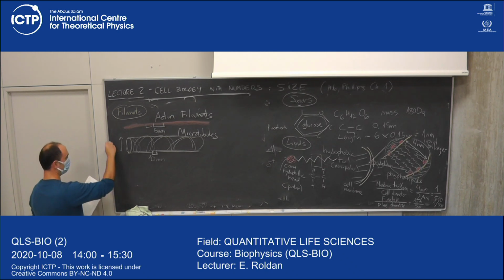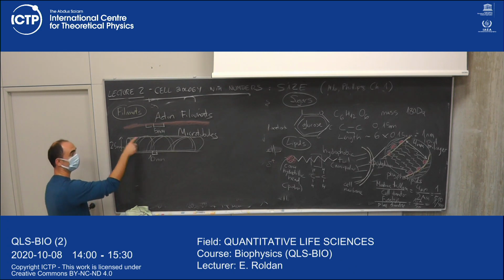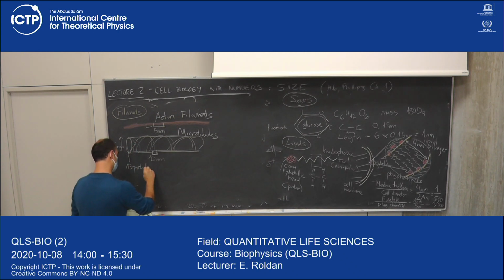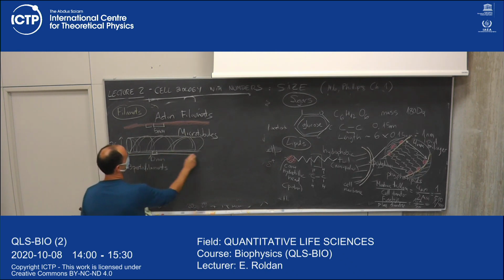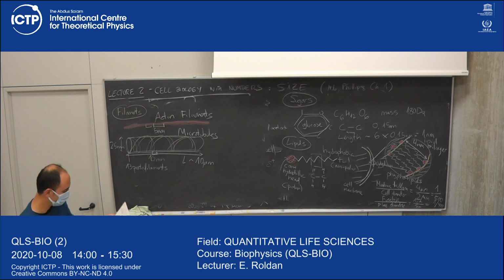And the diameter is around 25 nanometers, and they are made of 13 protofilaments. I urge you to look at the reference, because I'm not able to draw this properly. What is important is their length. Length is around 10 microns. So they are really big. They can take almost the size of the cell. And the persistent length, well, I cannot enter very much into this.